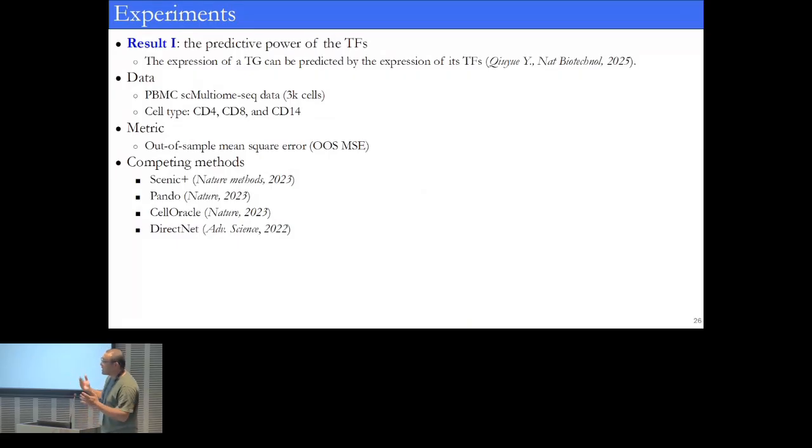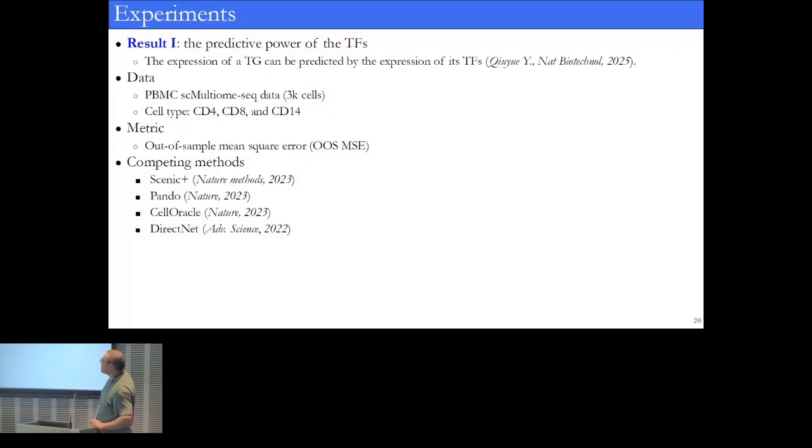Based on previous study, we know that if the transcription factors are the true transcription factors, they should have the power to predict the expression of the target gene. Then what we're trying to do here: for the same target gene, different methods will output different transcription factors. We use those transcription factors to build a similar model, the same linear model, on the training data set and test their performance on the test data set.